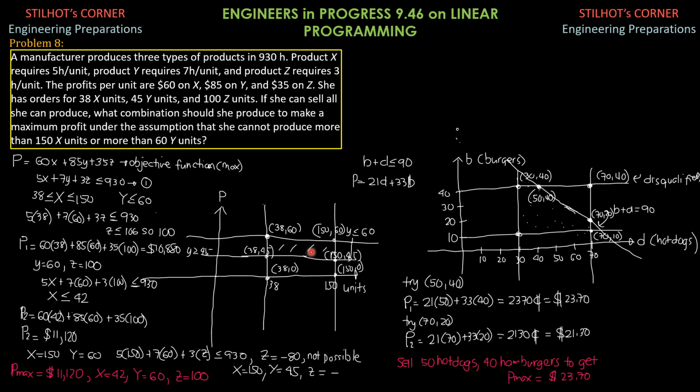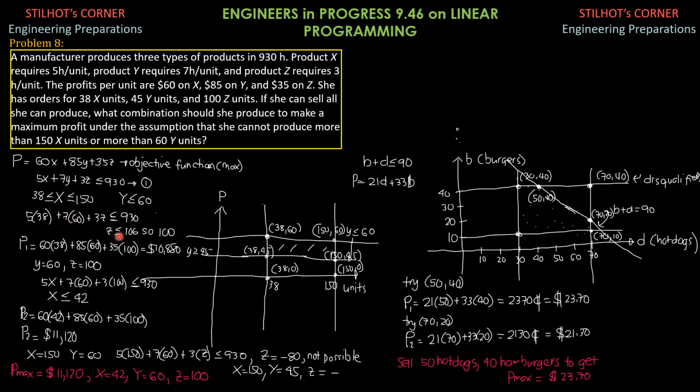This is for X 38, and we shade the right. So therefore, the intersection with Y greater than or equal to 45 is 38, 45. This is 38, 60. This is X 150, Y is 60 if possible. And this is X is 150, Y is 45.